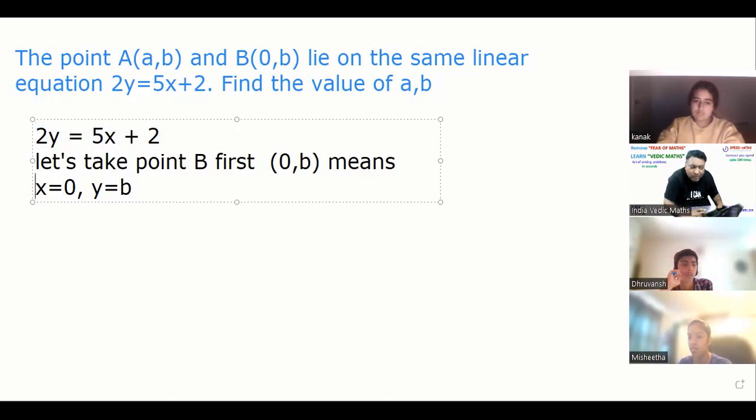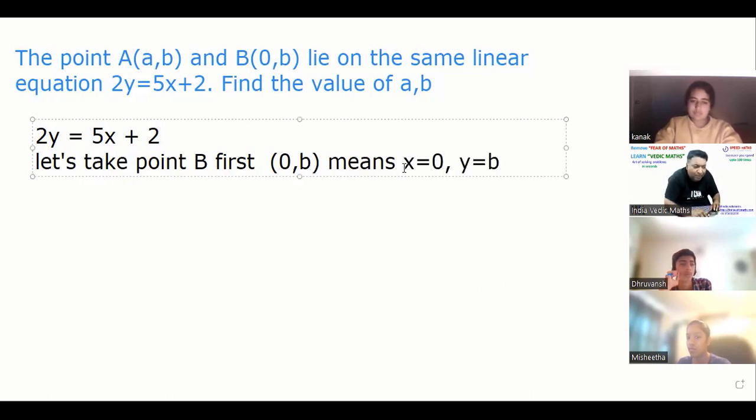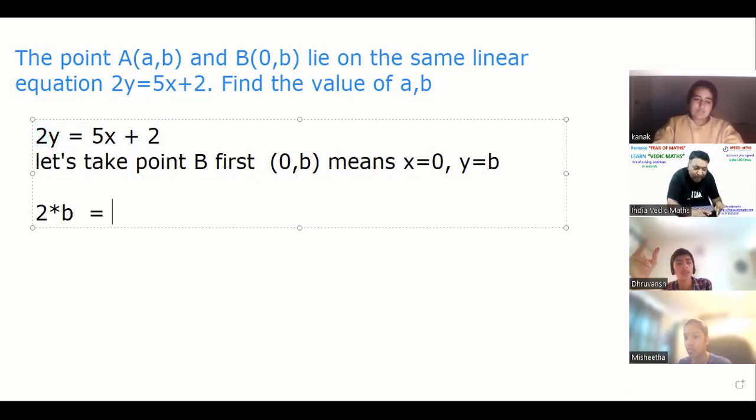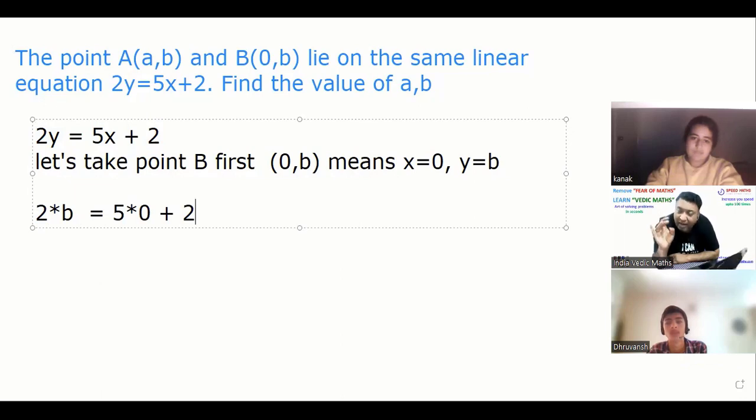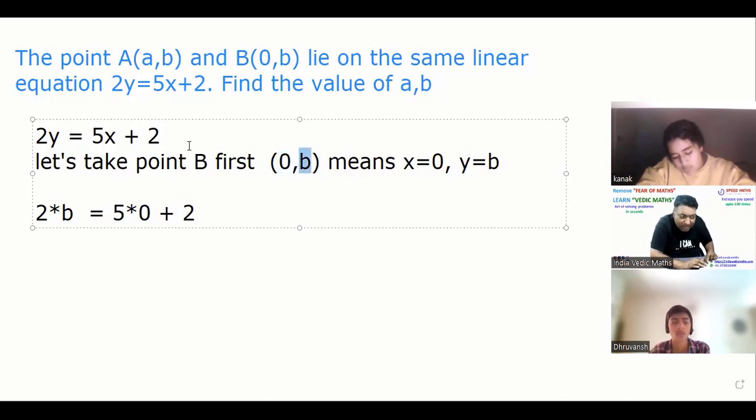So, if you substitute this in the equation, what happens now, Dhruvan? When you put X equal to 0 and Y equal to b, what happens? It will be 2 times Y, 2b. Y is b. 5 times X, X is 0. Correct, everybody? I am telling again because I have seen so many students get confused. What do you mean by lie on the line, and what do you mean by satisfying the equation? Satisfying the equation or lying on the line means you substitute the values in the equation. So, we are substituting X equal to 0 and Y equal to b in this equation.